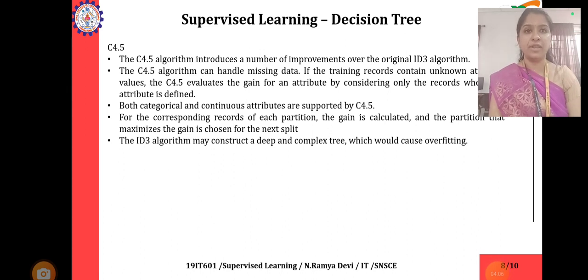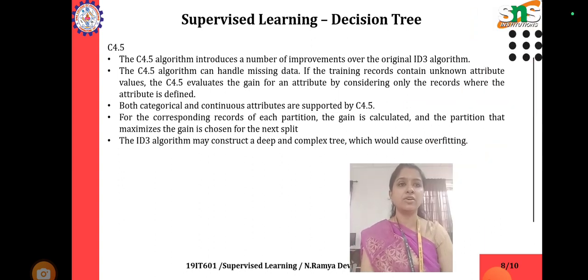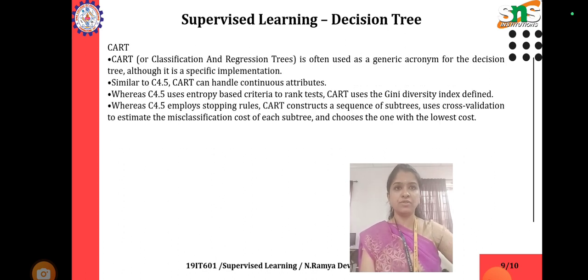Next is C4.5. The C4.5 algorithm introduces a number of improvements over the original ID3 algorithm. The C4.5 algorithm can handle missing data. If the training records contain unknown attribute values, C4.5 evaluates the gain for an attribute by considering only the records where the attribute is defined. Both categorical and continuous attributes are supported by C4.5. For the corresponding records of each partition, the gain is calculated and the partition that maximizes the gain is chosen for the next split. The ID3 algorithm may construct a deep and complex tree, which would cause overfitting.